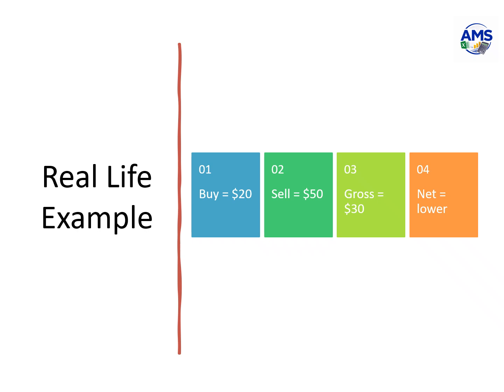Imagine you sell shoes. You buy shoes for $20, you sell them for $50. Your gross profit is now $30, but you also pay for shop rent, transport, and marketing. After all other expenses, your net profit becomes smaller.